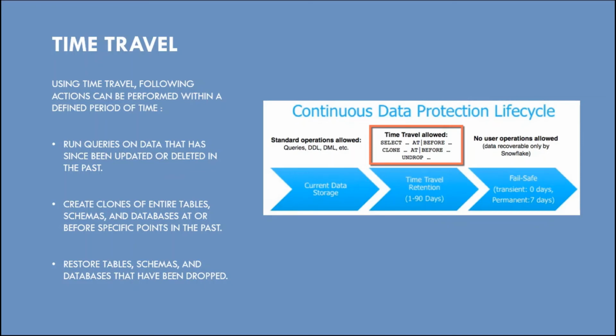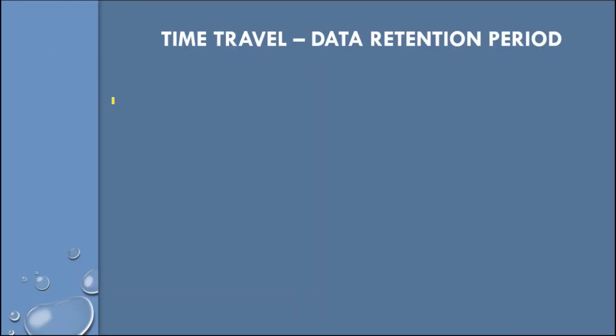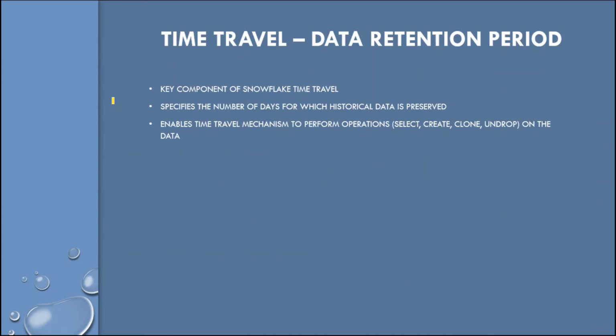Since the time travel retention period is an important property for time travel, let's explore it a bit more. The time travel retention period is a key component of Snowflake time travel, and it specifies the number of days for which historical data is preserved. Just to reiterate, we can preserve the data for permanent tables up to 90 days, for transient tables up to 1 day, and for temporary tables also we can set this property up to 1 day only. It enables the time travel mechanism to perform operations such as select, create, clone, and undrop on the data.